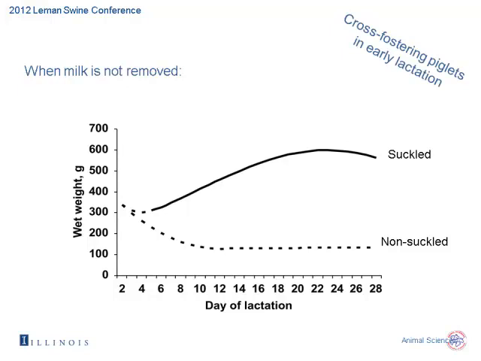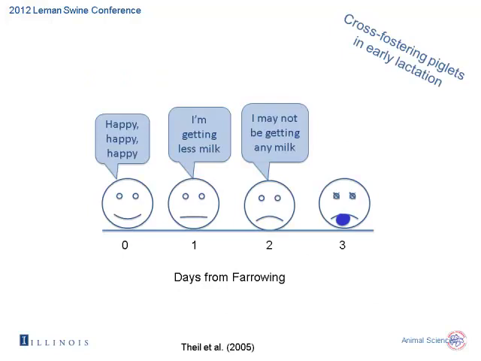So how does this impact cross-fostering pigs and early lactation, as an example? This is some work by Peter Thiele in Denmark. By the way, this represents a pig. Okay, got that little smiley face. Everybody's happy. So day one, that is farrowing. The pig's on that gland. Happy, happy, happy. Everybody's happy. It's going to stimulate the gland, it's going to grow as much as it'll grow, et cetera, et cetera.